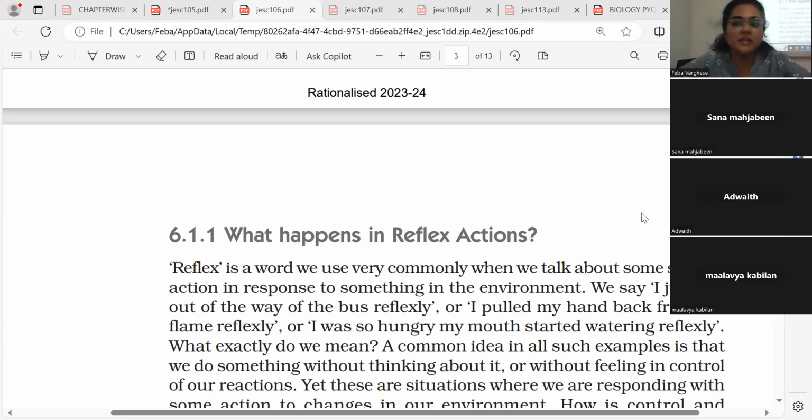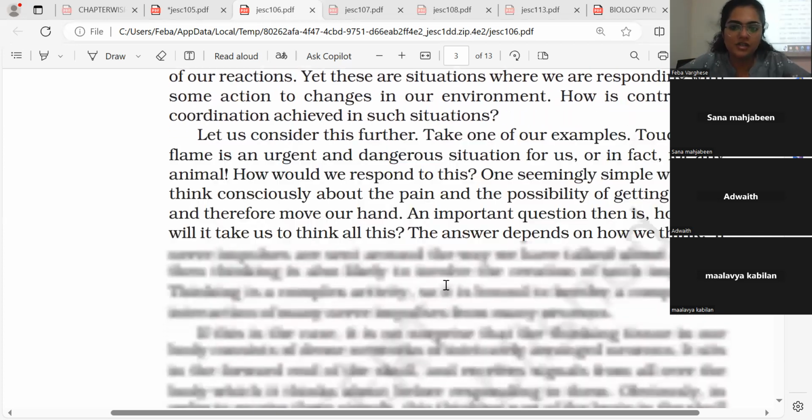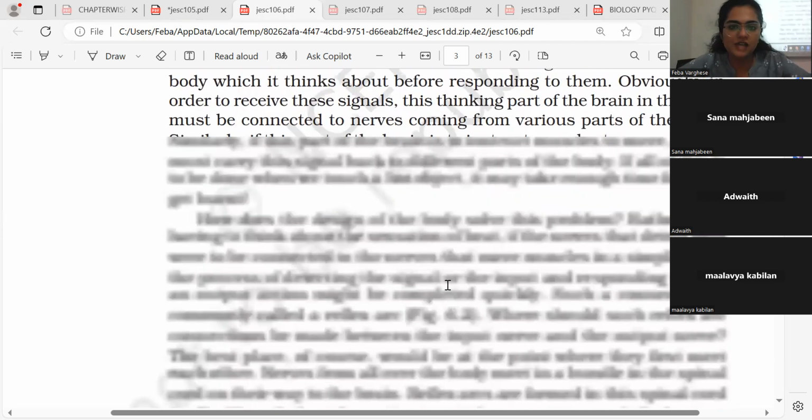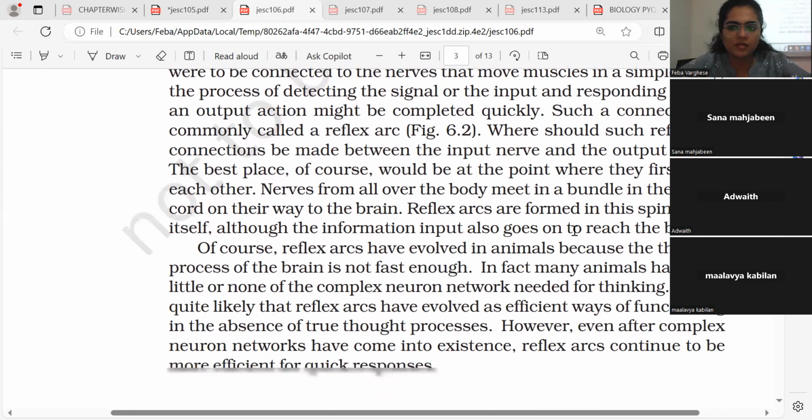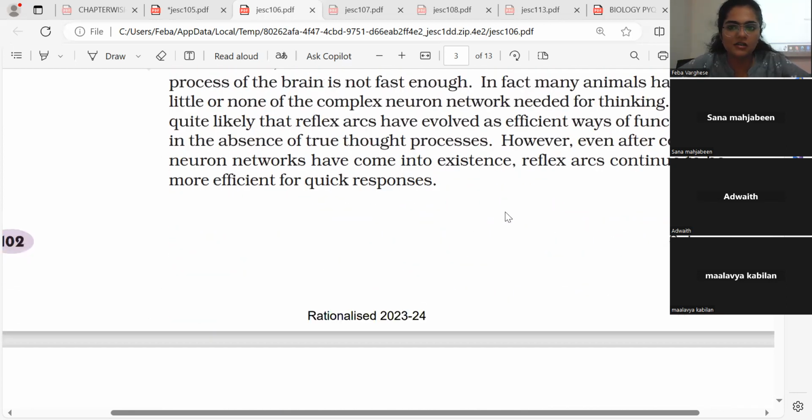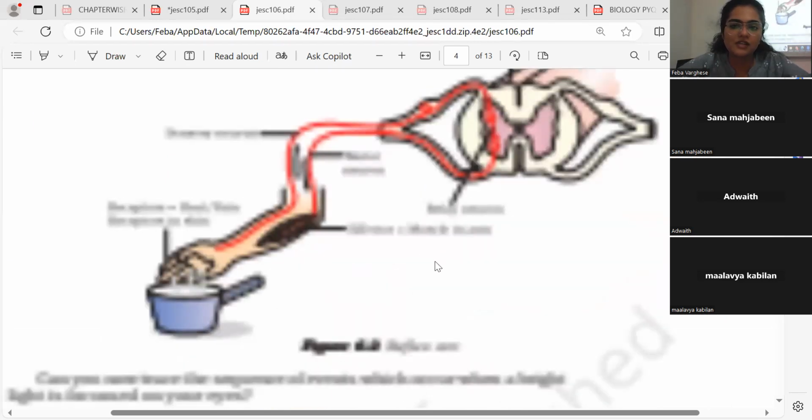It's controlled mainly by the spinal cord. Now, the pathway through which the reflex action is operated is called the reflex arc. Everything related to the reflex arc is important. Study those things properly. That's what is discussed over here about the reflex arc. Now, the pathway through which the reflex arc functions.